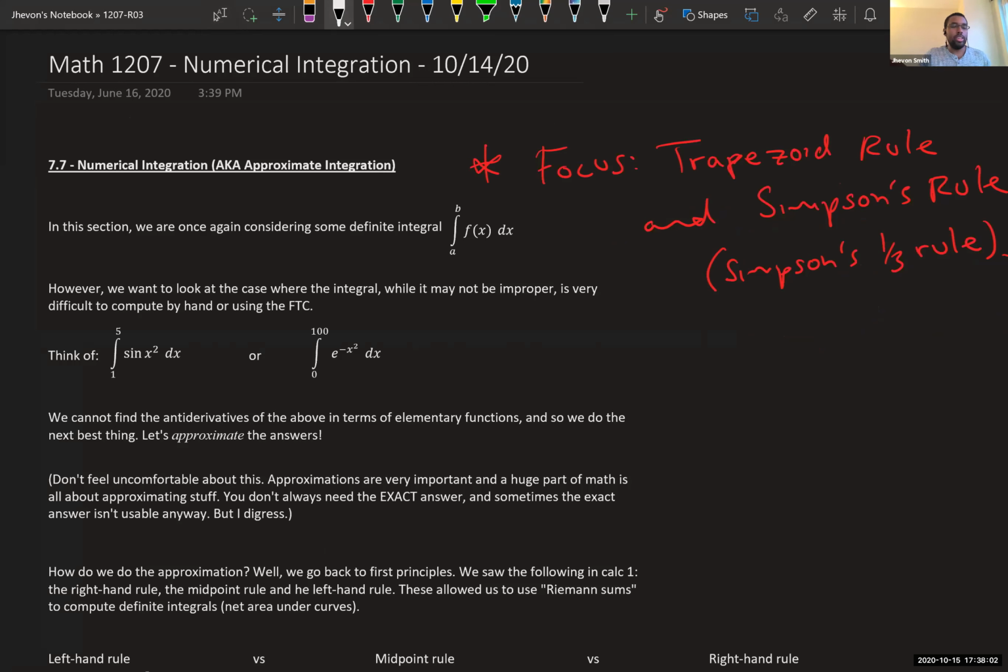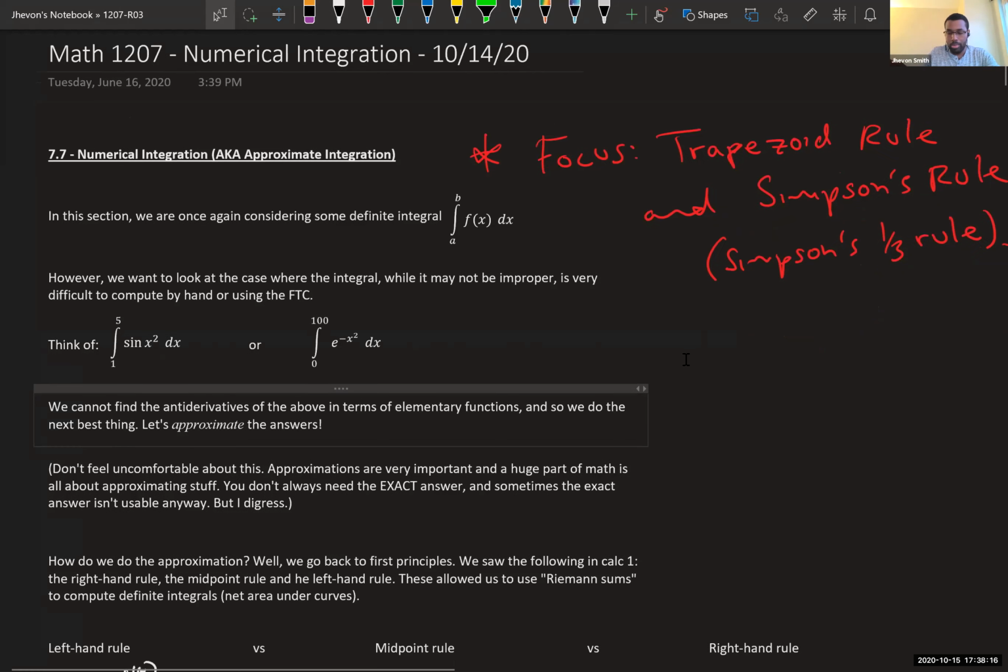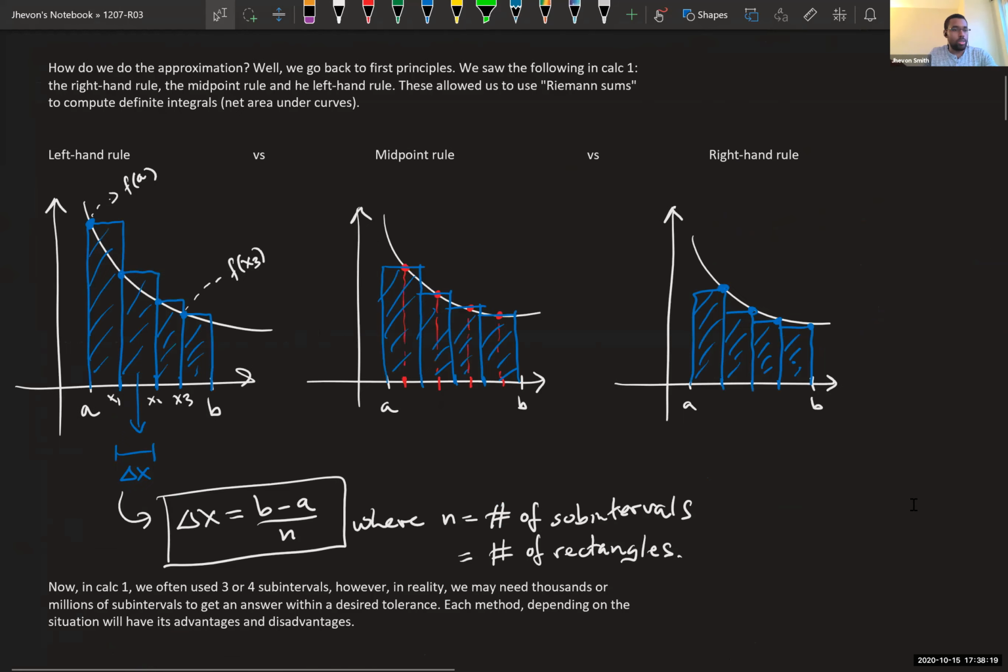So we are looking at numerical integration, kind of like integration from first principles, right? Harkening back to the days where we learned about the Riemann sum and we learned how to build integrals up using areas of rectangles. The concept is actually pretty similar. So that's why I did a little bit of review here.